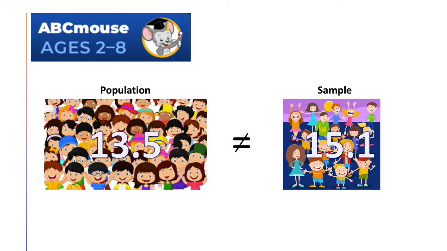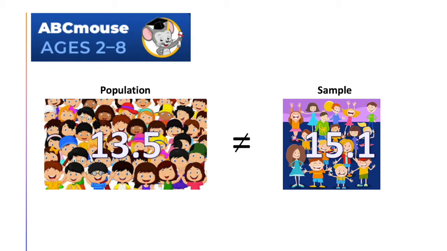We might have something like this, where our population reading score was 13.5. I made these numbers up. Our population reading score was 13.5, and our sample reading score was 15.1. And look, it's obvious. It takes you not even 2 seconds to say, yes, 13.5 is not equal to 15.1. And if only that were the end, we could say, aha, I've got it. I have support of my alternative hypothesis.